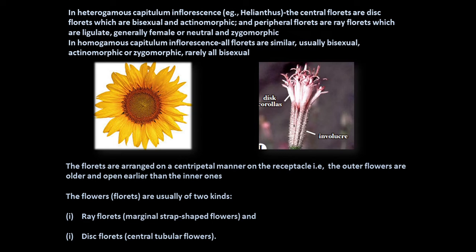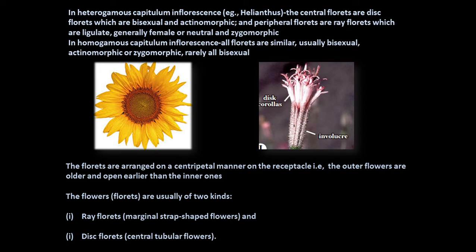And what is a heterogamous capitulum? The central florets are disc florets which are bisexual and actinomorphic, and the peripheral florets are ray florets and are ligulate, generally female or neutral and zygomorphic. So in a heterogamous capitulum, two different types of florets can be seen. But in a homogamous capitulum, all florets are similar, usually bisexual, actinomorphic or zygomorphic.